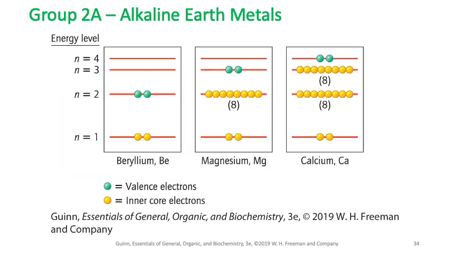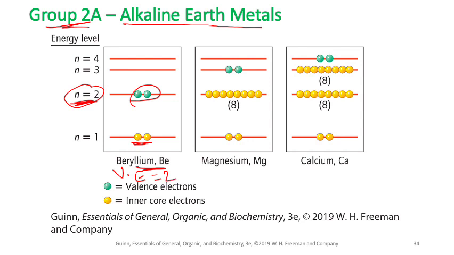So now let's talk about the group 2 elements, which are alkaline earth metals. Let's see if each element in group 2 also has the same number of valence electrons or not. Beryllium belongs to the second group. How many electrons does beryllium have? 4. 2 go to the first level, 2 go to the second. What's the highest level that beryllium's last electrons are occupying? n equal to 2. So how many valence electrons does beryllium have? 2, because this is the highest energy level the electrons are occupying.